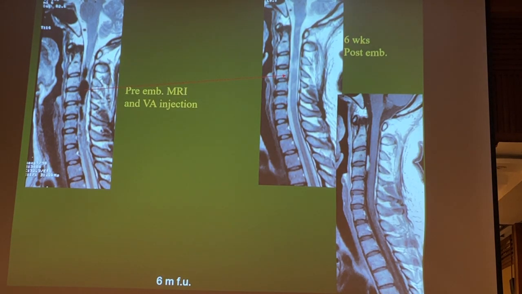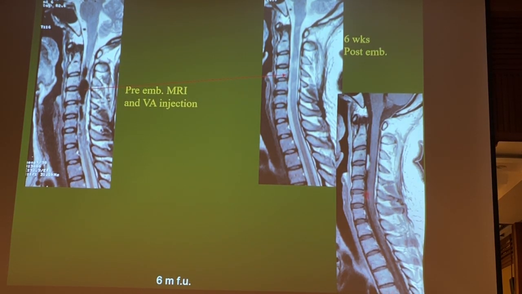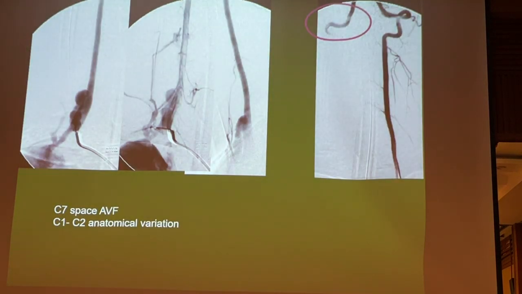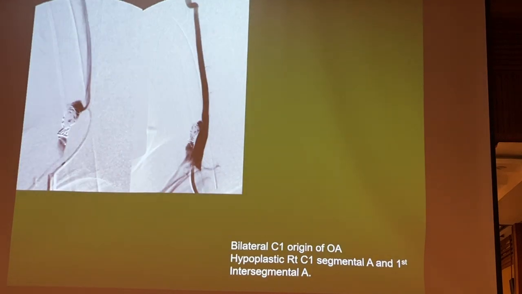And for sure, the follow-up will be a collapse of the venous pouch into a thin thrombosed pouch, no more compressing the cord or nerve root. Young girl, you may have this carotid bleed when you put a stethoscope down in the neck area, and this is a fistula that was seen at the C7 space level.